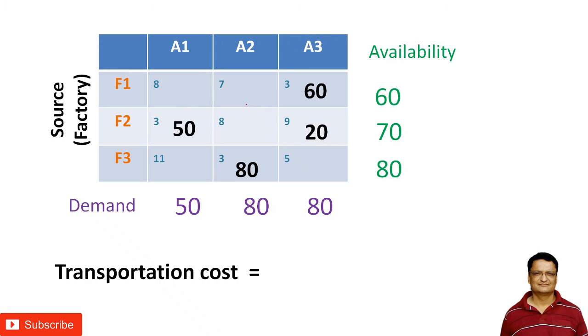The transportation cost is calculated as the number of units I am transporting multiplied by the unit transportation cost. So 60 into 3 plus 50 into 3 plus 20 into 9 plus 80 into 3. If I do all this calculation, it will be 750. So this is the last answer which we needed to calculate. Thank you.